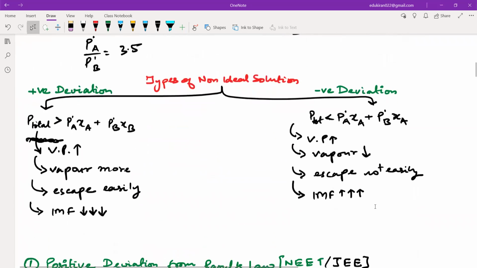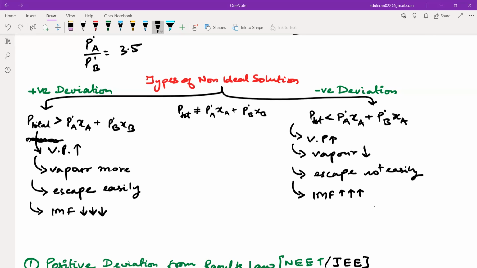Then we did types of non-ideal solution. For non-ideal solution, we know that P total is not equal to P naught A chi A plus P naught B chi B. Now there can be two cases if that is not equal. The P total can be greater or the P total can be lower. It can be greater than P naught A chi A or it can be less than P naught A chi A.